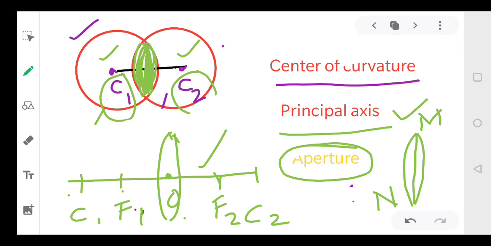Okay. I hope you are clear with the three definitions: center of curvature, principal axis, and aperture. Center of curvature means the center of spheres from which the lens has been made. Principal axis means the imaginary line that passes through the optical center, focus, and center of curvature. Aperture means the diameter of the lens. Okay?